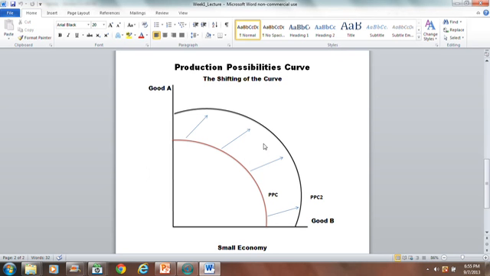Another way the production possibilities curve can expand is that we could have improvements in technology. Technology allows us to get more with less. So what technology in effect does is take the production possibilities curve and stretch it in all directions, and in stretching it, we're able to squeeze out more output as a result. All right, so that's the basic workings of the production possibilities curve.